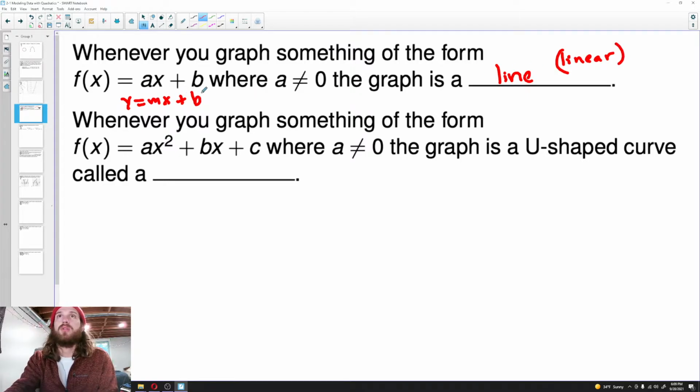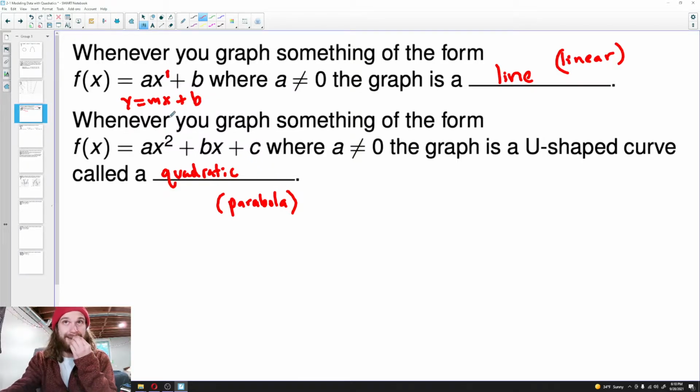Okay, y equals mx plus b, your graph is a line, we'll say that it's linear. And basically, the highest power of x that is present is 1. Whenever you graph something of the form ax squared plus bx plus c, where a is not equal to 0, this is kind of U-shaped. It doesn't really look like a U because it's more slanted than a U, but we'll say it's U-shaped, I suppose. It is called a quadratic, aka a parabola, which is the name of the shape.